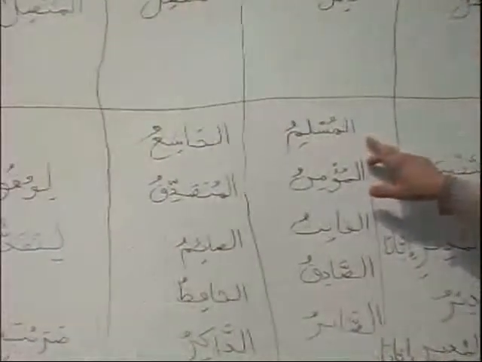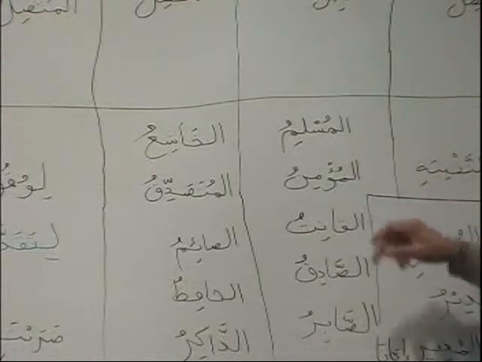Brothers and sisters, this is the one verse in the Quran in which 10 ism fa'il are used, both muzakkar and muannas. So this is a very unique verse. Okay, it starts with inna. I think most of you may know it. Inna al-muslimina. What did I say? Innal muslimina wal muslimati. But then, brother, you continue.